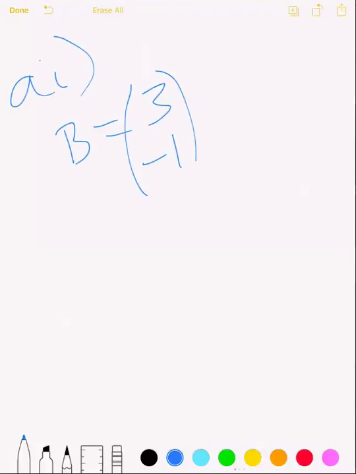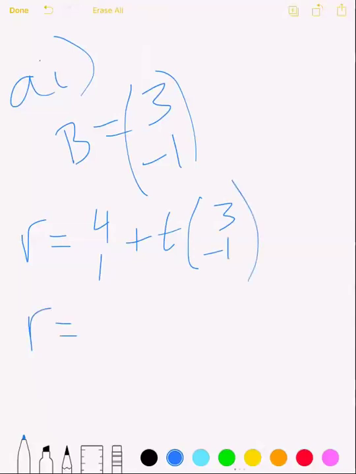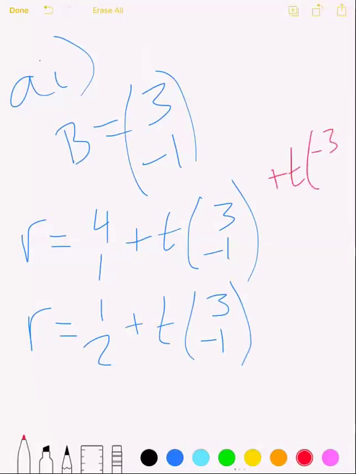So if I were to write the equation, you could have r equals 4, 1 plus t times 3, -1. You could also have r equals 1, 2 plus t times 3, -1. And also, if you had done your points in a different direction, you could have had 4, 1 plus t times -3, 1, or 1, 2 plus t times -3, 1. Any of those answers would be right.